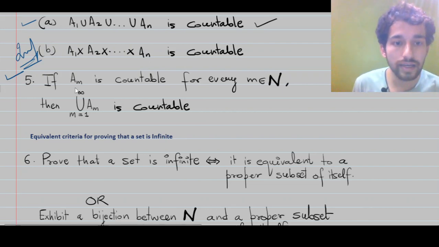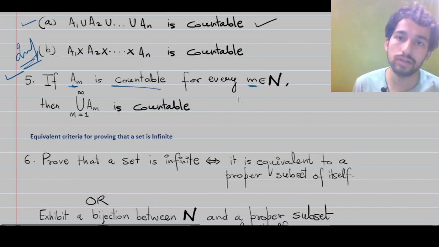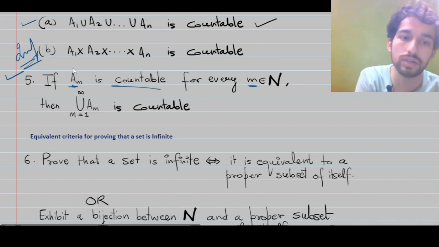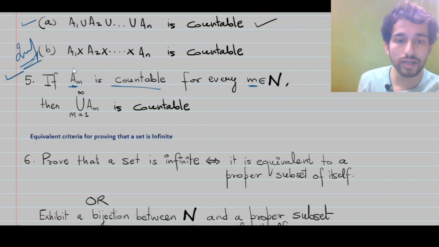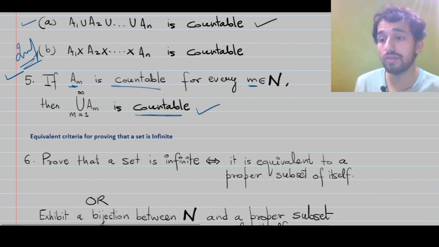That is, if A_m is countable for every m coming from the set of natural numbers. If you fix m equal to 1, A_1 is countable, m equal to 2, A_2 is countable. So for every choice of m, the resultant set A_m is countable. Then you have to prove that if I collect the union of all these, then that is again countable. This is a very important result for us.